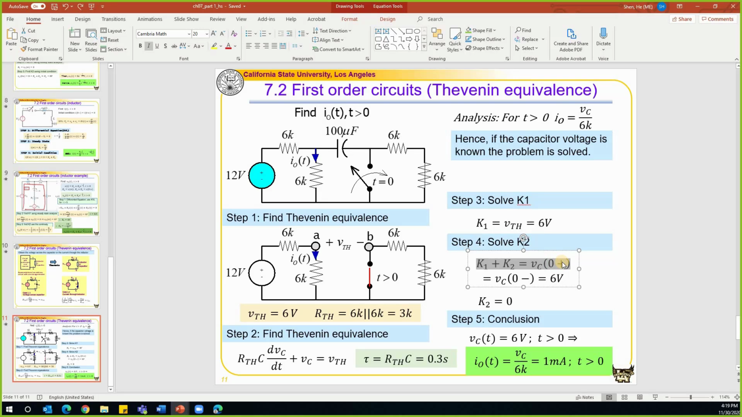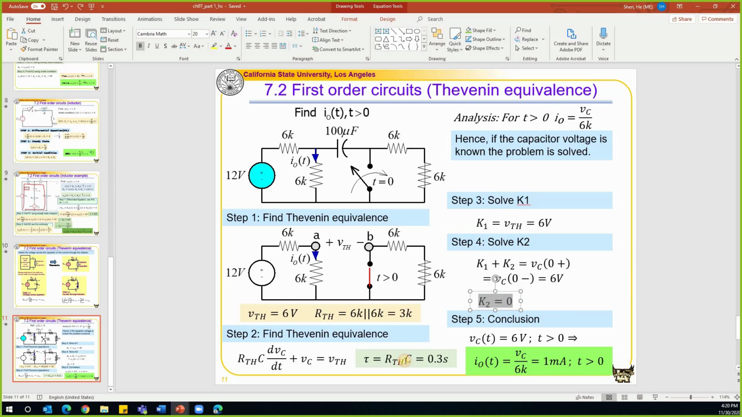Vc at t equal to 0 plus is equal to Vc at t equal to 0 minus, and Vc at t equal to 0 minus is obtained from this circuit before it's switched on. Before it's switched on, we have this circuit with an open circuit over here, and the voltage on this capacitor is equal to the voltage drop on this resistor, which is half of 12 volts, which is 6 volts. That's how we solve for K2.